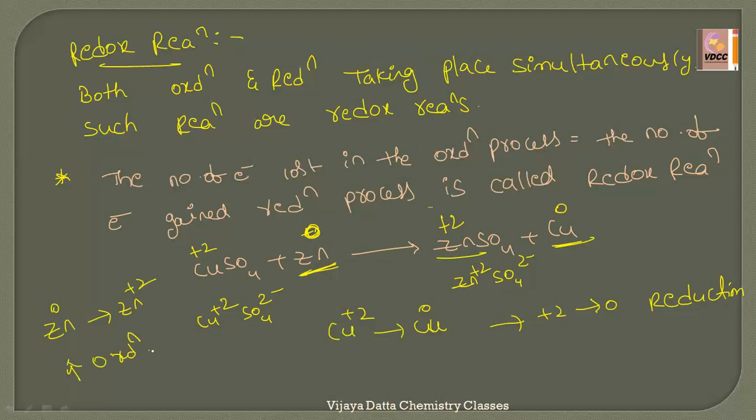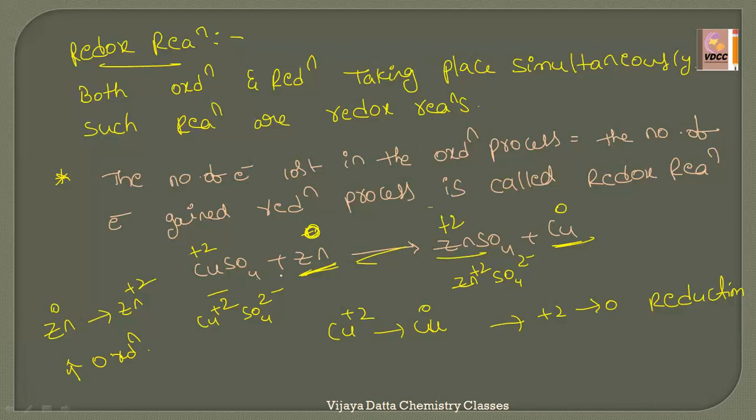See here, the same number of electrons. Sorry, two electrons are lost by the zinc and 2 electrons are taken by the copper. So this reaction is said to be a redox reaction. Both oxidation and reduction take place in the same reaction. Such reactions are called redox reactions.